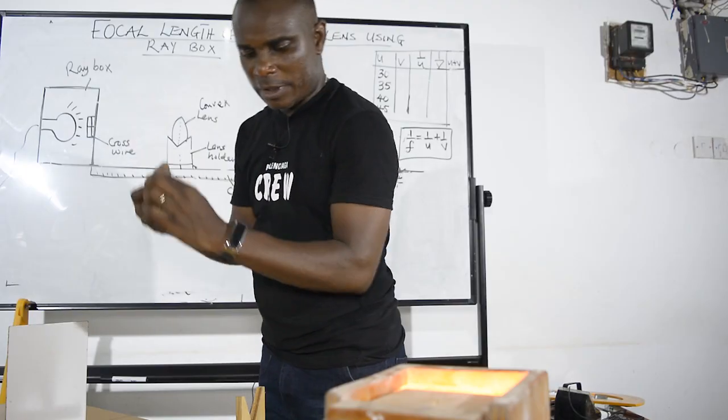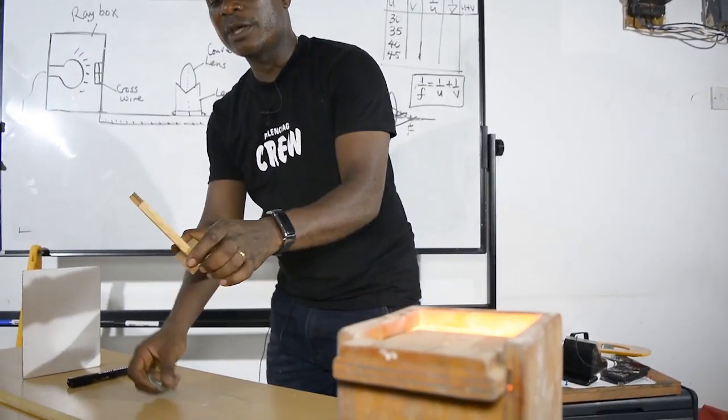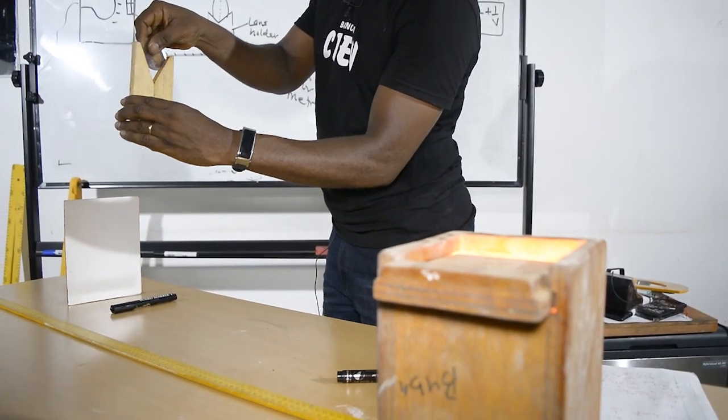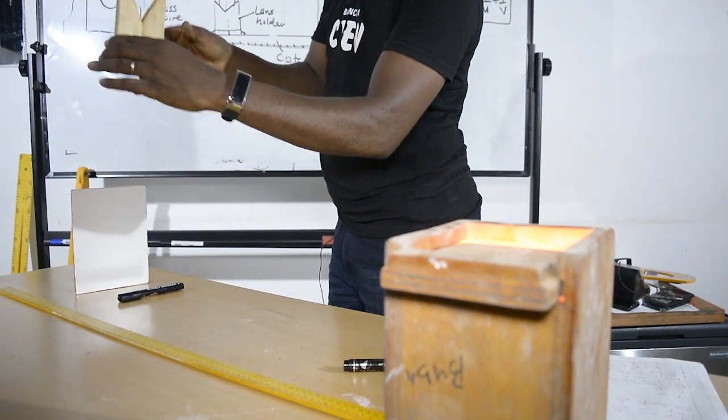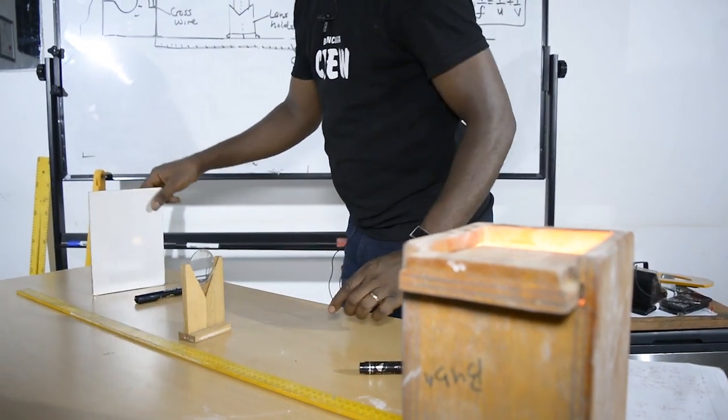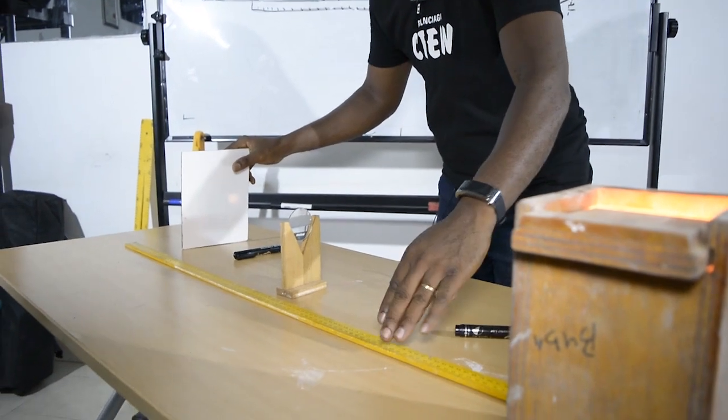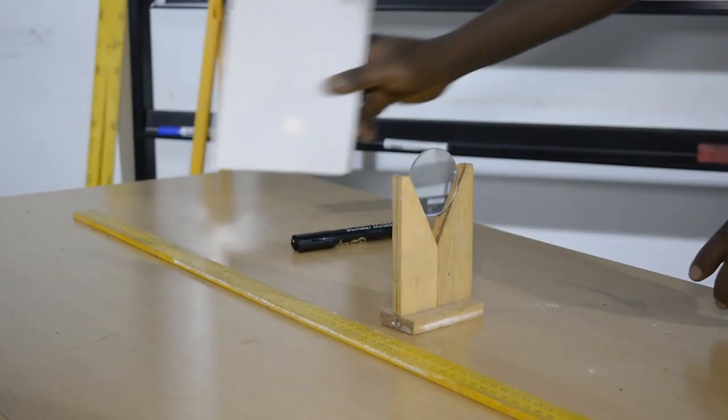We want to find its focal length, and this lens must be inside a holder. This is the lens holder, so it's going to be like this. Inside this is the lens holder, and we have the screen. We have the optical bench, which is also the meter rule. So now we are expected to find the position of the image.